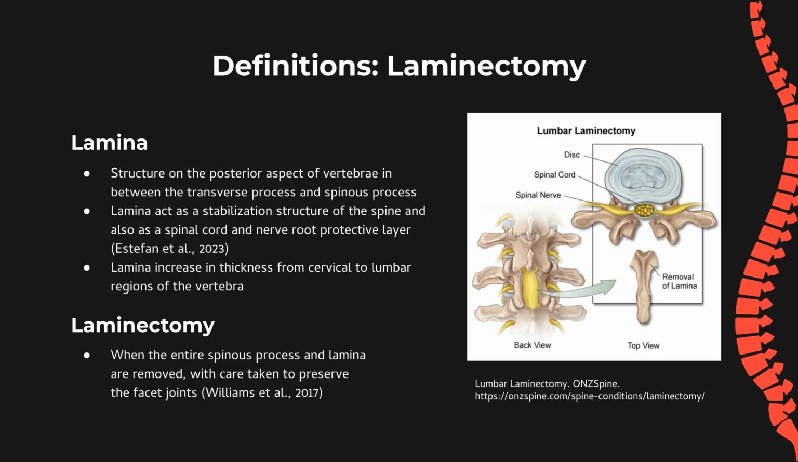A laminectomy is a surgical procedure where the entire spinous process and lamina are removed. This procedure is done with special care taken to preserve the facet joints, which are articulation sites for adjacent vertebra. The picture on the right is showing a lumbar laminectomy with a posterior and close-up transverse view of the lumbar vertebra, with the spinous process and lamina removed.